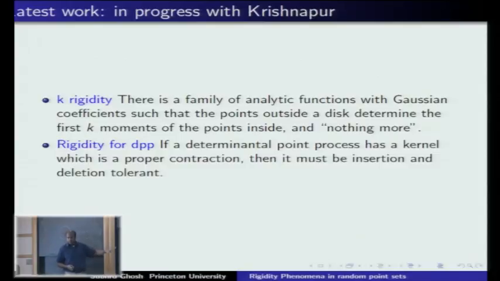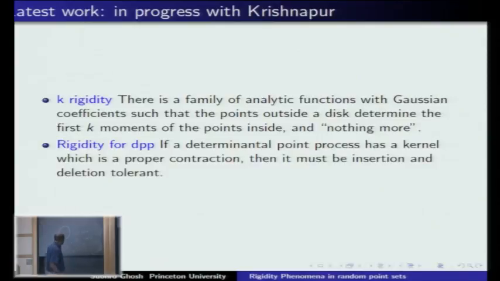No. This is different from k-rigid. And it's not an if and only if. Actually, for Euclidean spaces, we do not know the answer whether it is if and only if. But if you go to hyperbolic space, then you can construct a determinantal point process which is a projection, but which is not rigid.